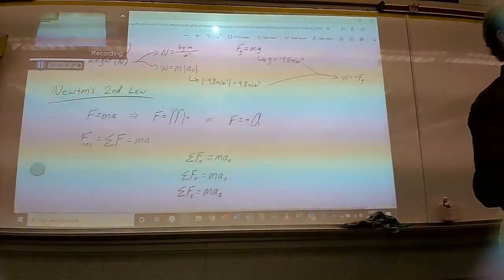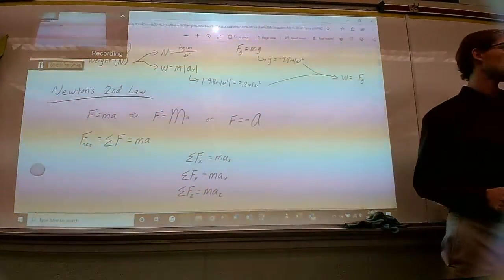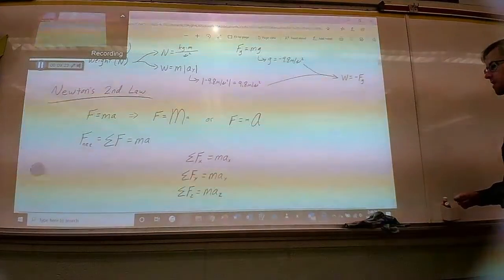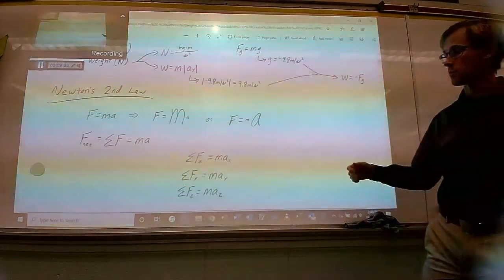So you have the same force in both cases, even though it seems like the fly is undergoing a much larger force than the car. But in the end, they're the same from Newton's third law.